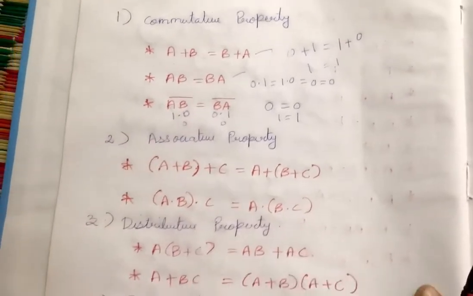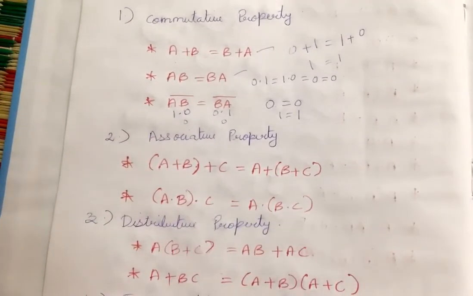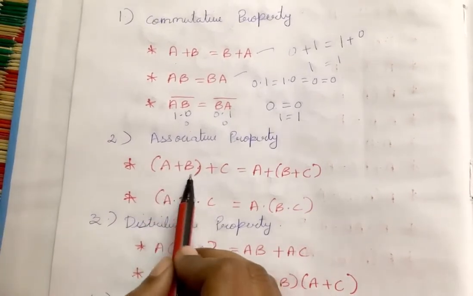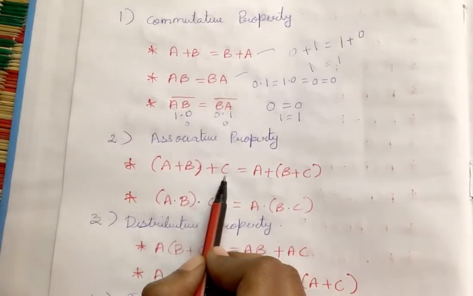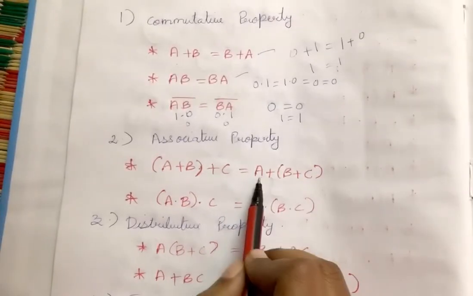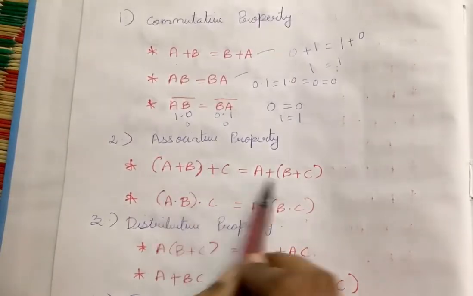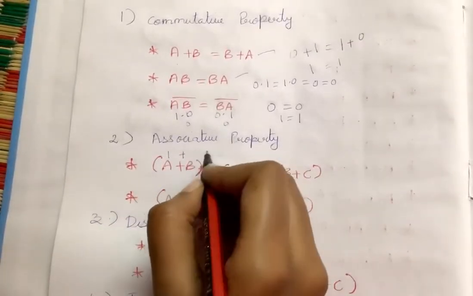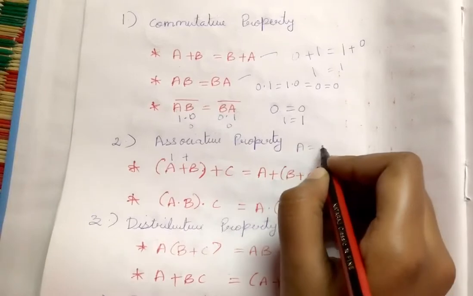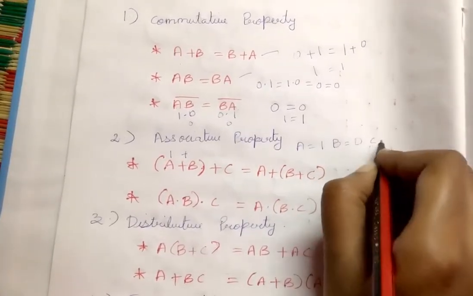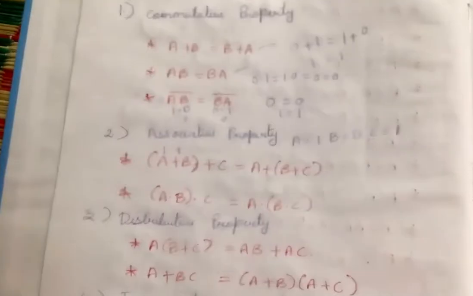Next is the associative property. The associative property is: when we add these two elements and then add the third element, that is equal to adding these two elements and then adding with this element. These two conditions are said to be satisfied. We will take an example. A value is equal to 1, B value is equal to 0 and C value is taken as 1. This is the condition I have taken.